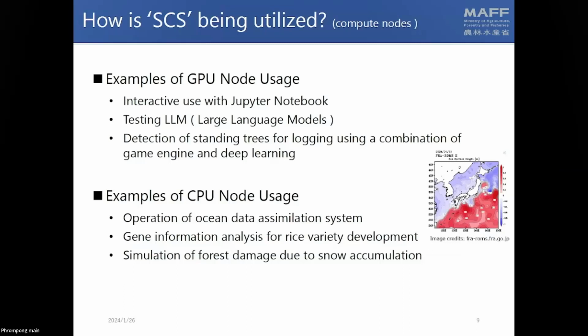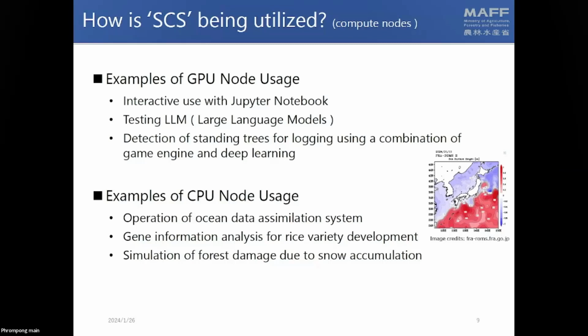Next, examples of CPU node usage. Operation of ocean data simulation system. This system focuses on the surrounding waters of Japan. This system assimilates observational data into an ocean numerical model to produce the current and past states and variations in ocean conditions.